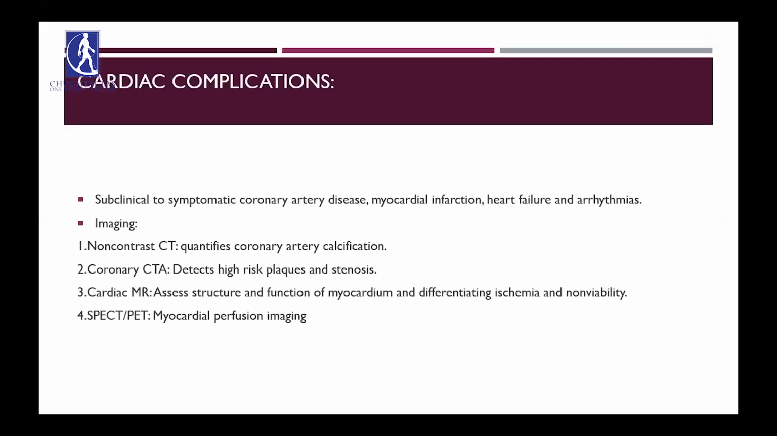So heart and vessels are the earliest target. Cardiac complications include subclinical to symptomatic coronary artery disease, myocardial infarction, heart failure, and arrhythmia. So what we do on imaging is, on non-contrast CT, we quantify the coronary artery calcification. On coronary CTA, we detect high-risk plaque and stenosis. On cardiac MRI, we assess structure and function of the myocardium and differentiate ischemia from infarction or non-viability. On SPECT and PET studies, we do perfusion imaging.